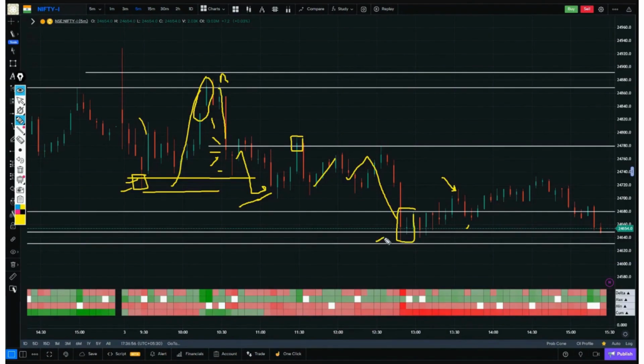A pullback came. What does this mean? It means that all this selling got completely absorbed. Some light buyers also came in. There was a pullback, and again, a downside turned into an upside. Okay, this was today's quick analysis of Nifty.